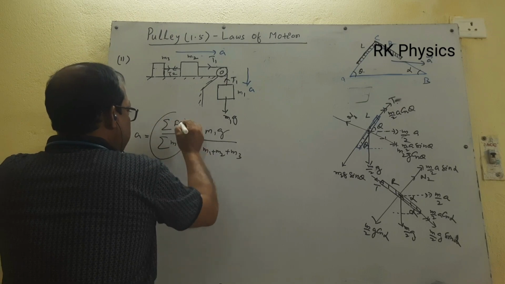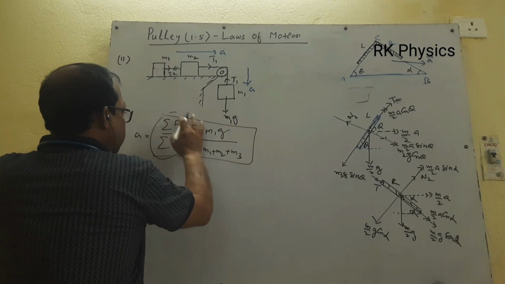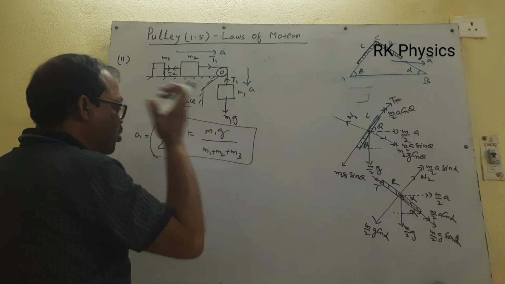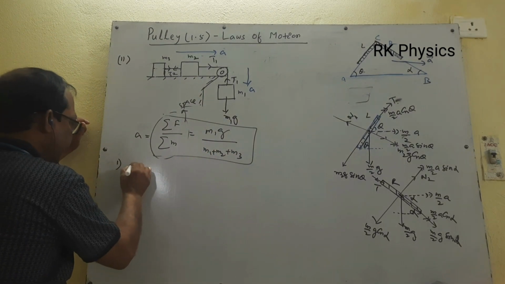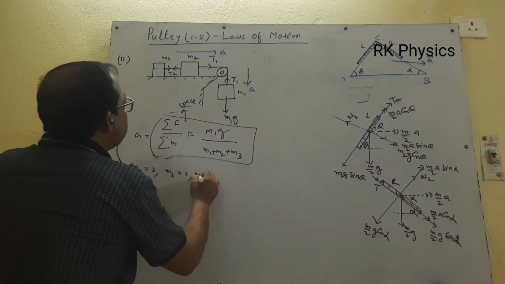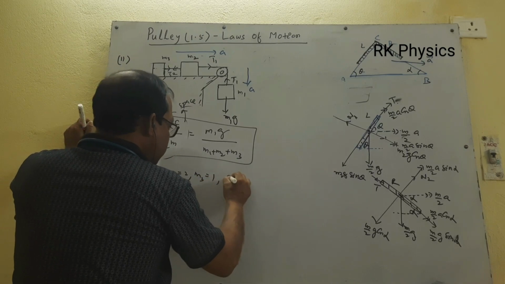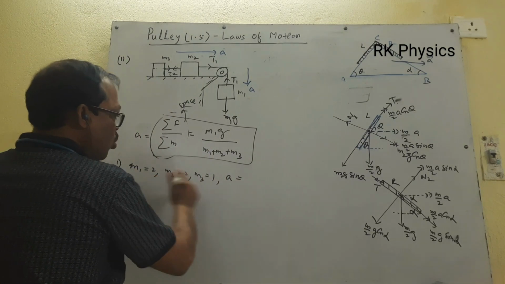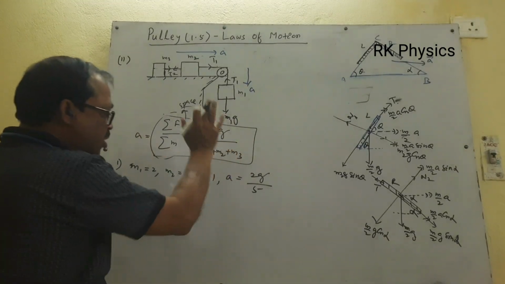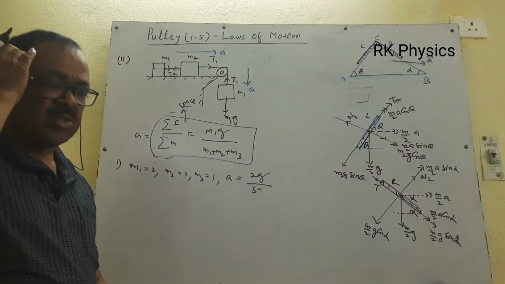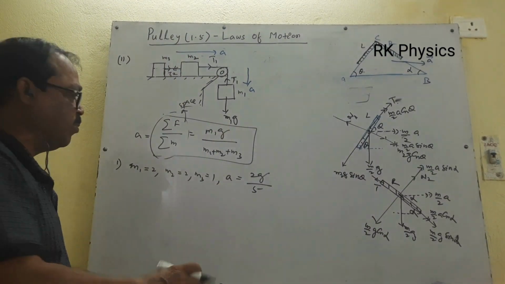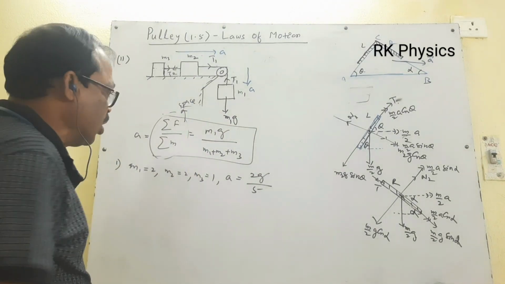So you should keep these things in your mind. Suppose M1 equals 2, M2 equals 2, and M3 equals 1. What is the acceleration? It is 2g divided by 2 plus 2 plus 1. If you keep these things in your memory, don't write, don't waste time. Put the formula and solve it directly.